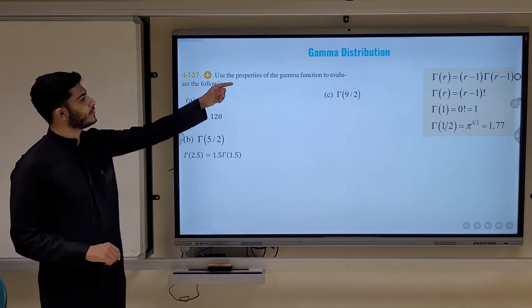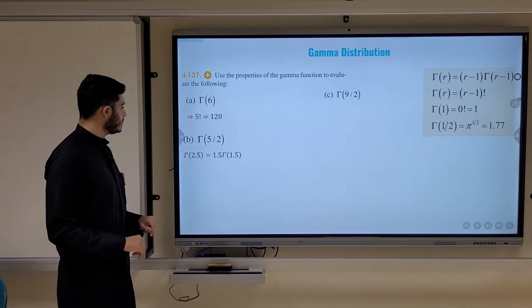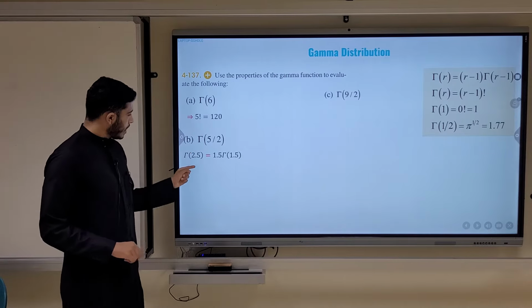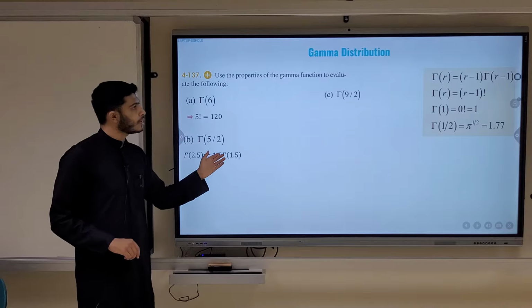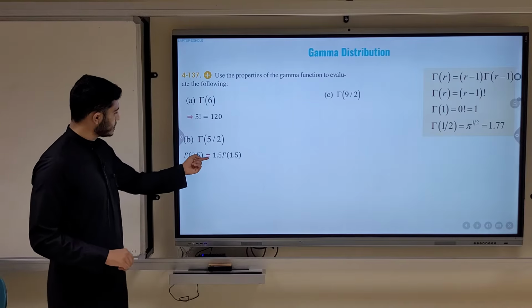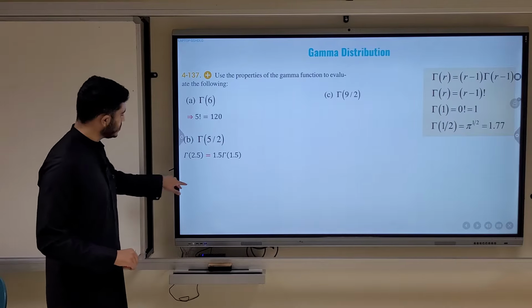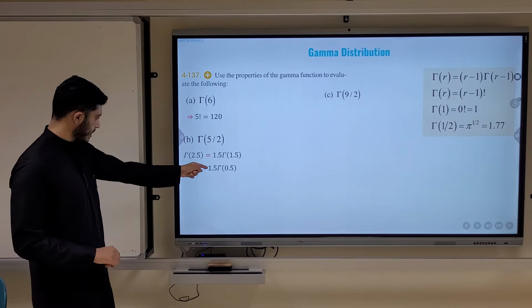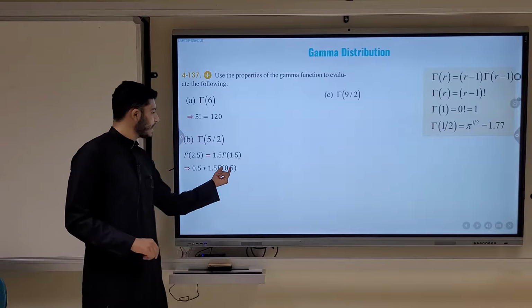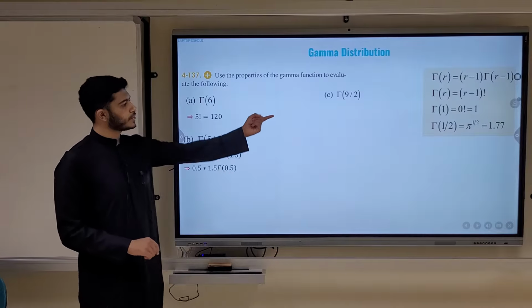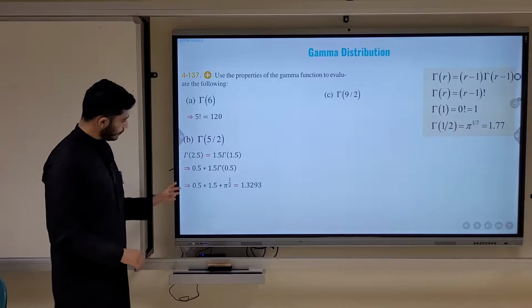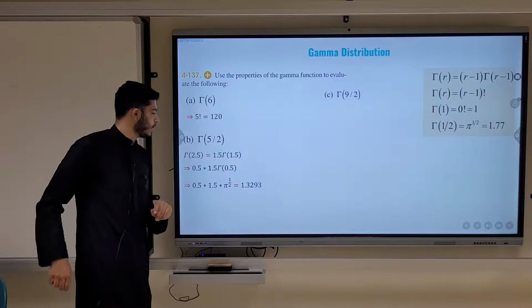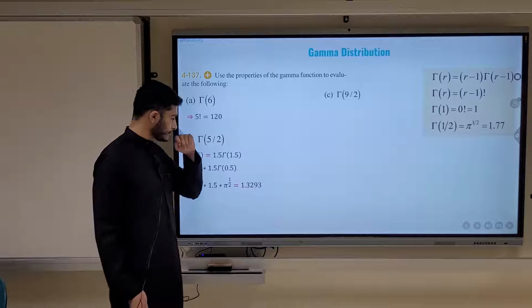So for this one, we're going to use the first property on it. We're going to get this number here. We can still do more operations on it. We can still use the first property. When we do it again, we're going to end up with this expression. At last, we're going to end up with half inside the gamma function. We're going to use the last property there in order to finish everything. And here we have evaluated this gamma function.